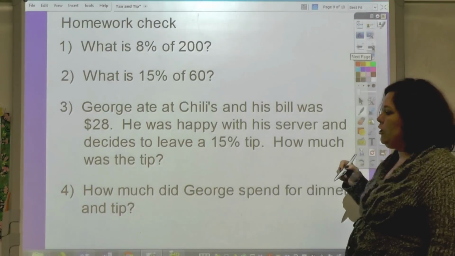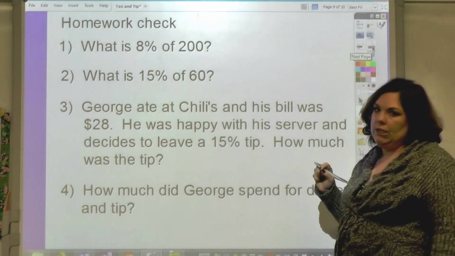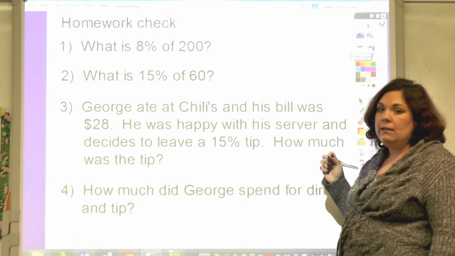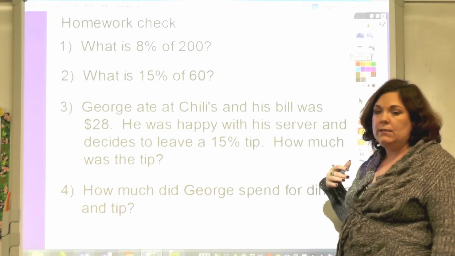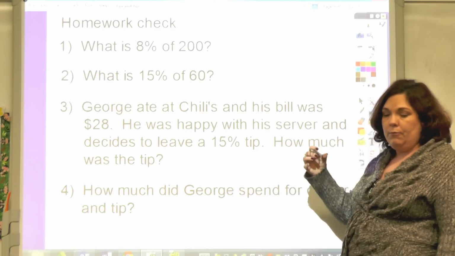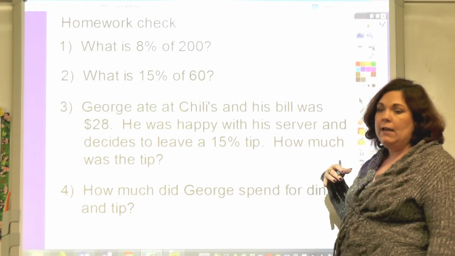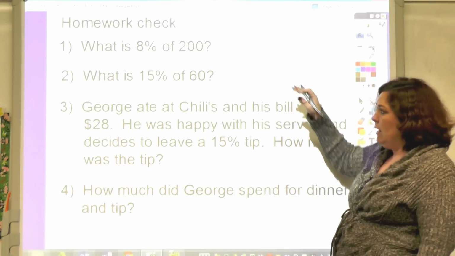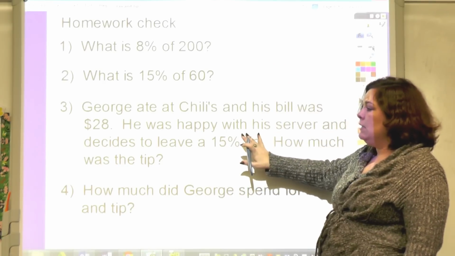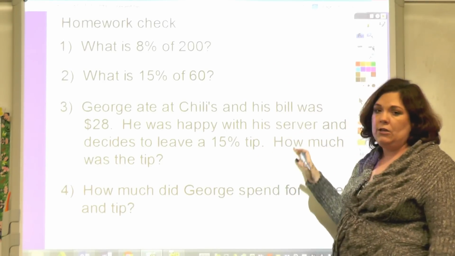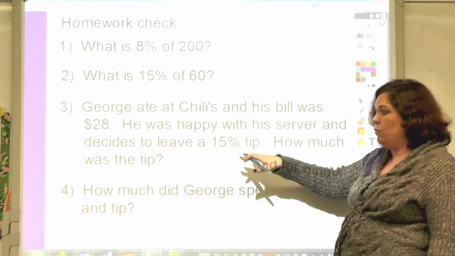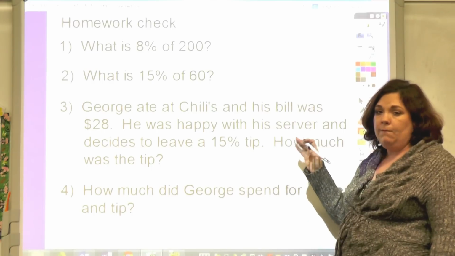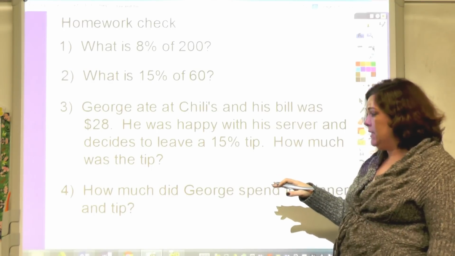So here's your homework check, and it's 4 questions today. The first 2 are review questions. They are percent of a number, is setting up proportions, is over of, a percent amount over 100, and put in what you know and solve for the missing number. So that's these 2. And then it's a question about George, who ate at Chili's and had an amount of $28, wants to leave 15% tip. So figure out how much that 15% tip is.